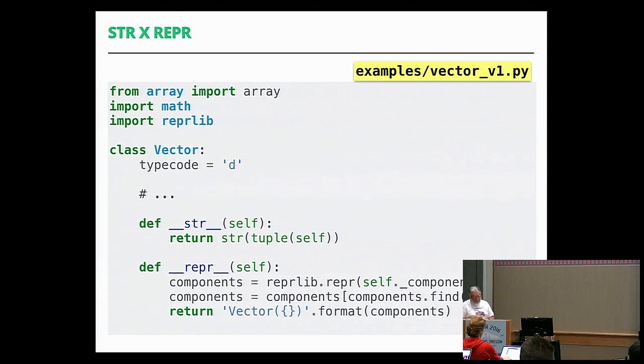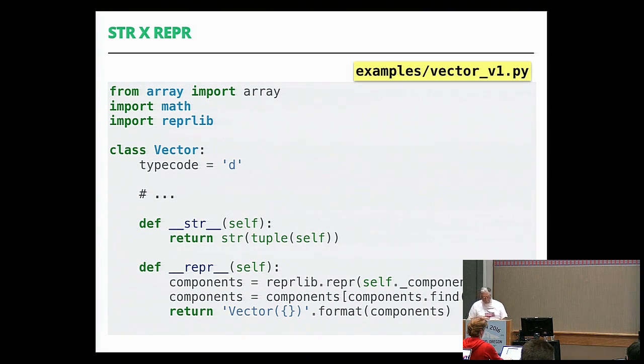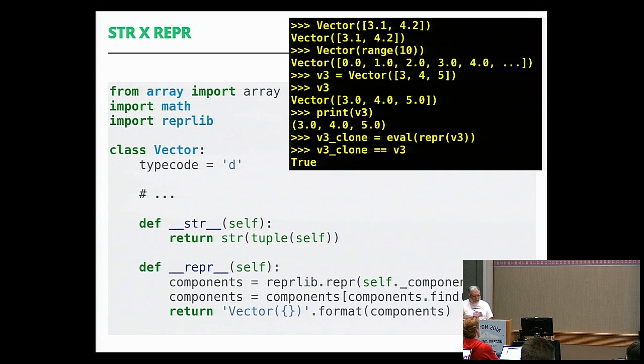So here's an implementation of those two things, and that's in that example, vector v1. Just to show the result, because this is a little bit complicated, I want, and this is simple. Let me explain this first. I'm using it when I do print v3. This is what I get.